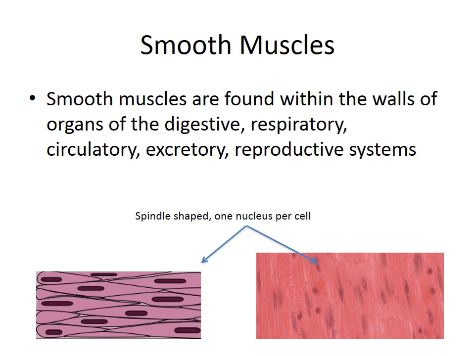Smooth muscles are found within the walls of the digestive system, the respiratory system, the circulatory system, the excretory system, the reproductive system, any system that we cannot control. And these muscle cells are actually very different. They're spindle-shaped. They only have one nucleus per cell. And you can see the cartoon picture on the left and an actual picture on the right, which shows you pictures of smooth muscle cells.